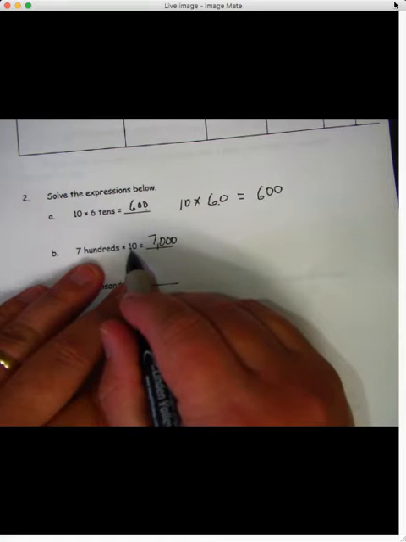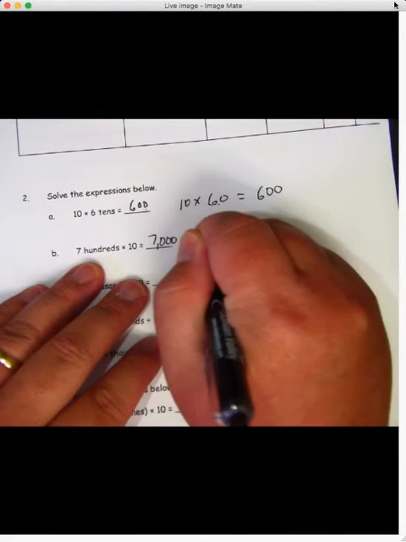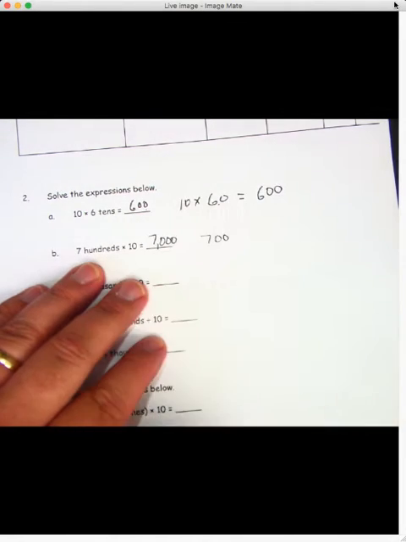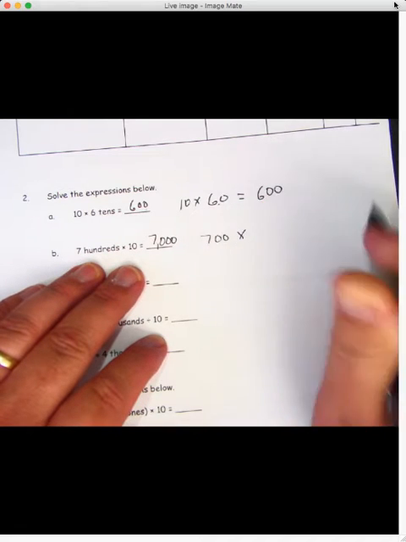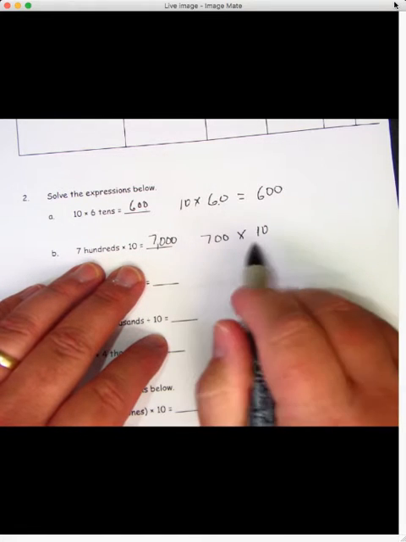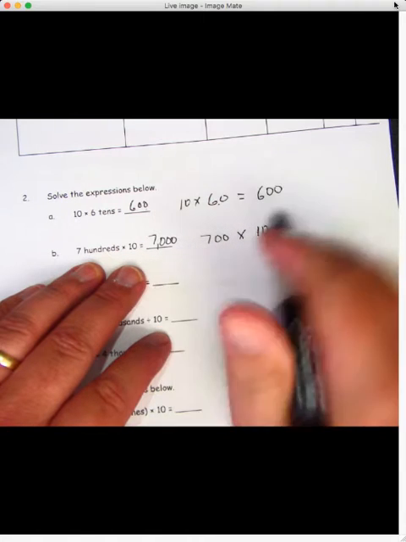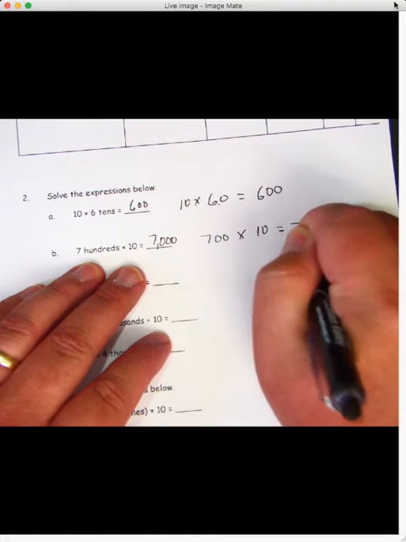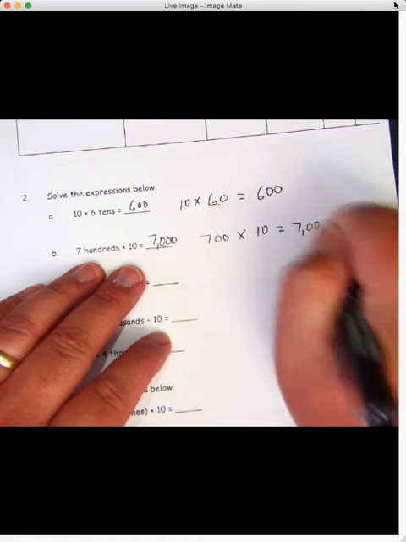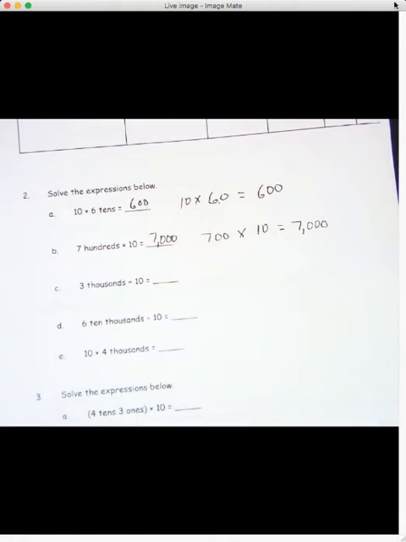700s times 10. Well, 700s is 700 times 10, which means we're moving it to the left one place. We're adding a place value. So that's going to be 700, and add one more 0 and makes it 7,000. So there's another way to think about this.